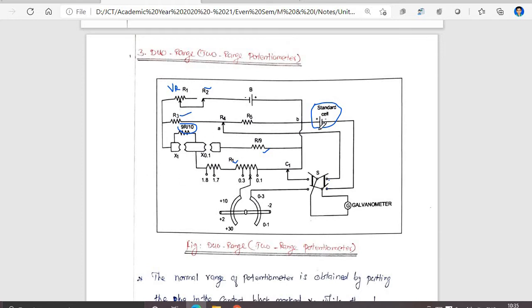Okay, and first you have to connect the switch position here. Just we have to close the circuit, and here the battery supply will be circulated to the circuit, and you can adjust the variable resistances R1, R2, R4. Okay, you can adjust anything, as well as the sliding contact wires and R1 also. So you can adjust and you can set the galvanometer to the null condition.